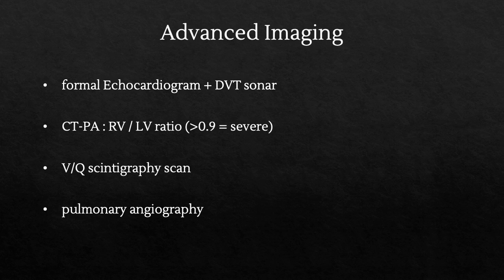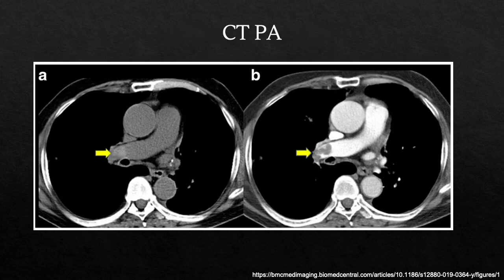Doing ventilation perfusion scintigraphy scans is less common these days, but also depends on where you work. And pulmonary angiography, although in the old days was very much the gold standard, is very invasive, and in the ED we don't have access to this. This is an image from a CTPA showing a non-contrasted scan on the left and then a post-contrast scan on the right. In both of them you can easily identify the filling defect in the right pulmonary artery.